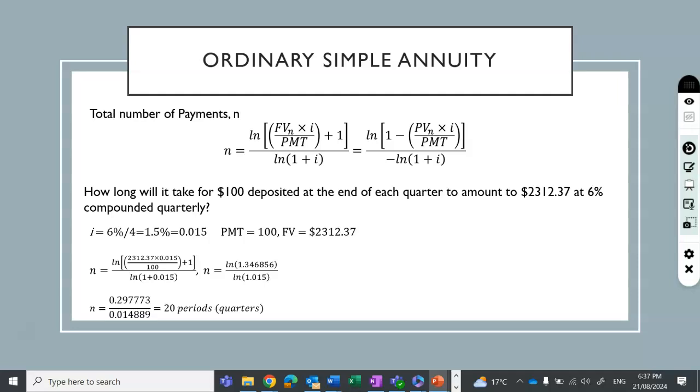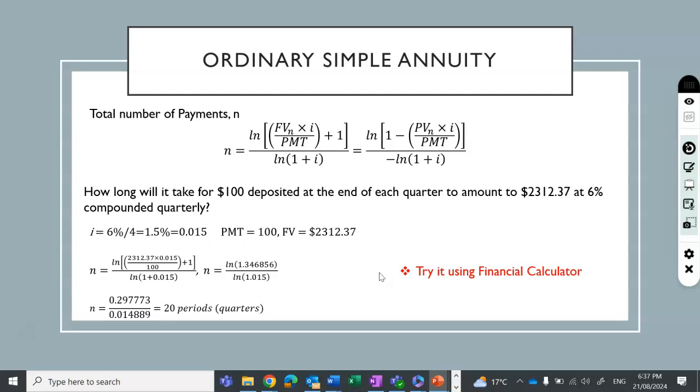Now from here, if you need to find the number of years and months, just divide it by M, that is quarterly. So every 3 months you are depositing, so that's why it is your 20 quarters. So you can divide it by M to get how many years and how many months. So here 20 quarters divided by 4, so you can get 5 years.